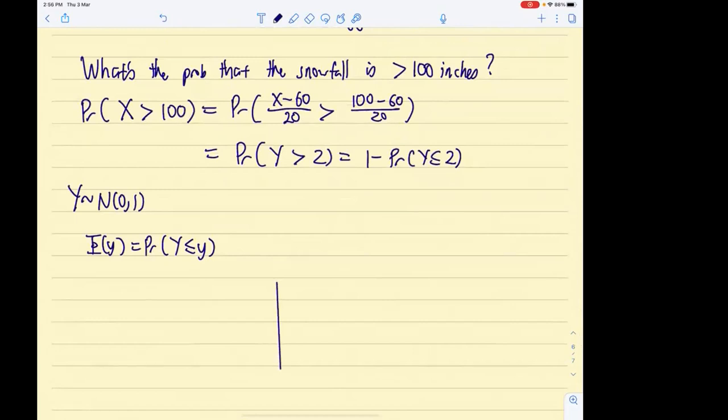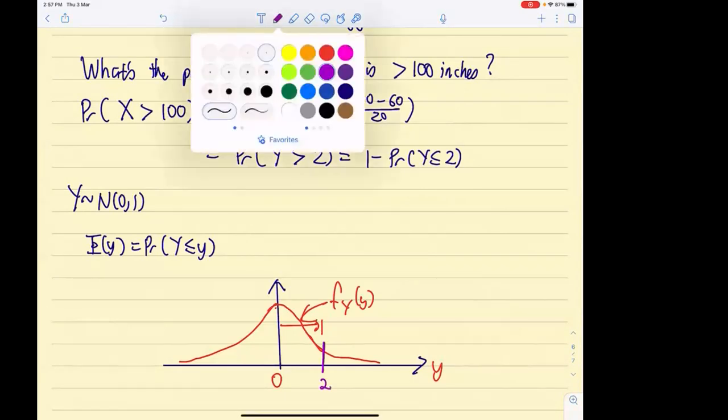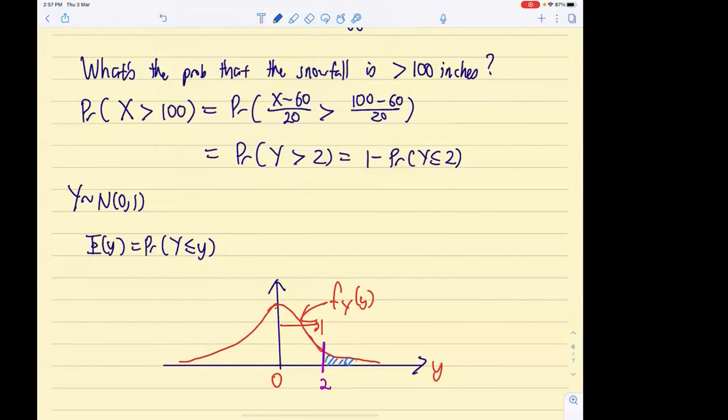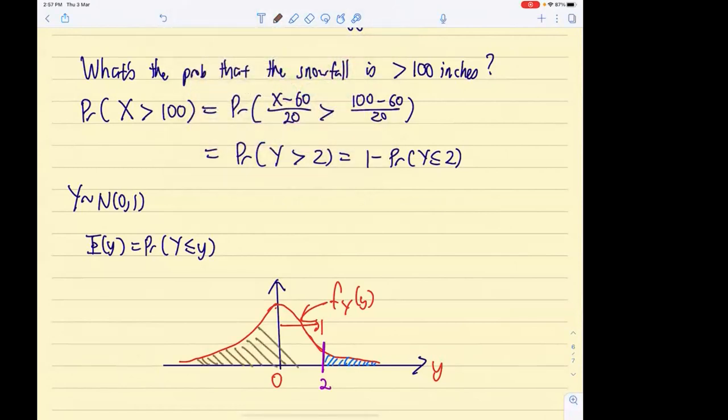Let me draw a picture. Now we have a Gaussian that is centered at 0. It's standardized. My Gaussians are getting worse and worse, but never mind. This is the density of Y, which is standardized, so the variance is 1 and we are at mu equals 0. We're interested in the probability that Y is bigger than 2. So here is 2, and we're interested in this particular area here. As you can tell, this area is 1 minus the area on this side. Understand? So now we can use our table.